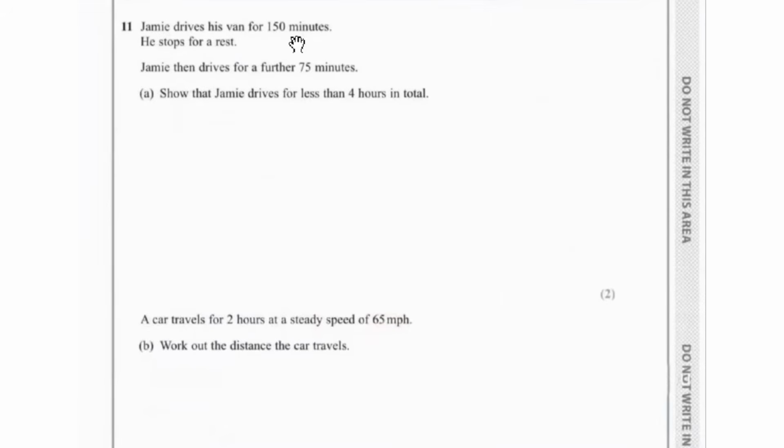Then Jamie drives his van for 150 minutes. He stops for a rest. Jamie then drives for a further 75 minutes. Show that Jamie drives for less than 4 hours in total. So he's driving his van for 150 minutes, then he stops, and then he drives for another 75 minutes.